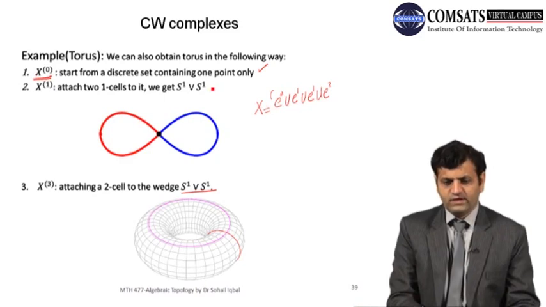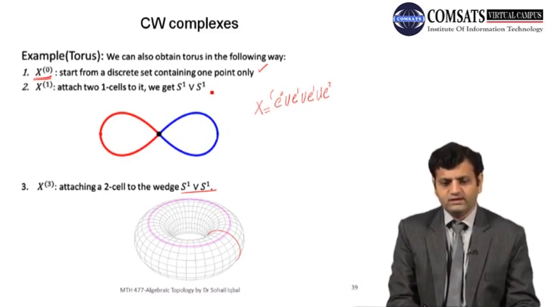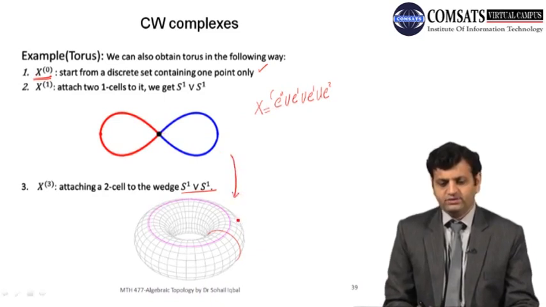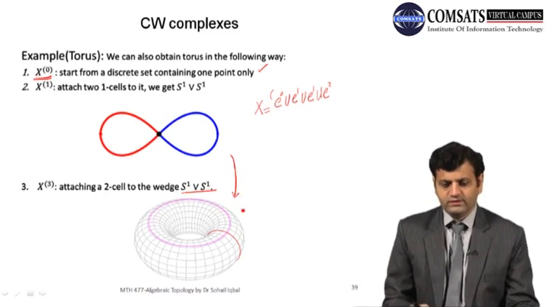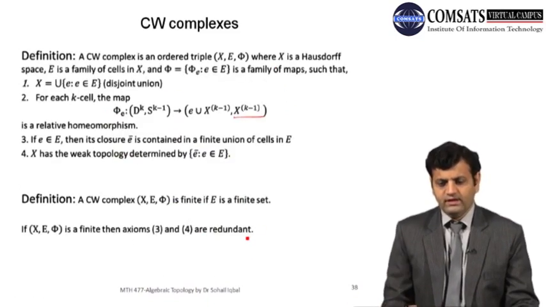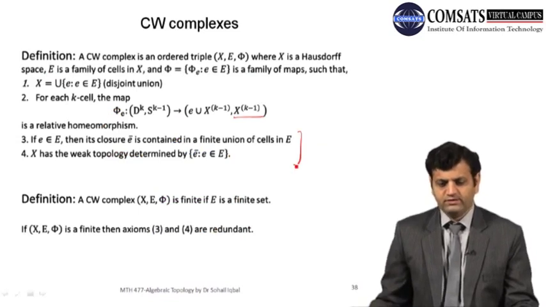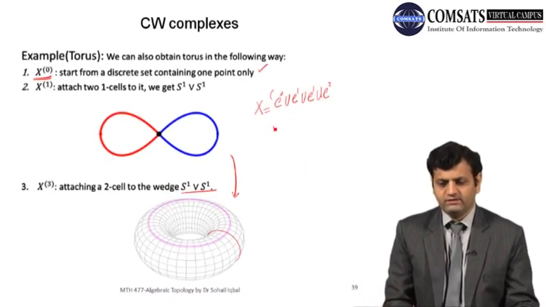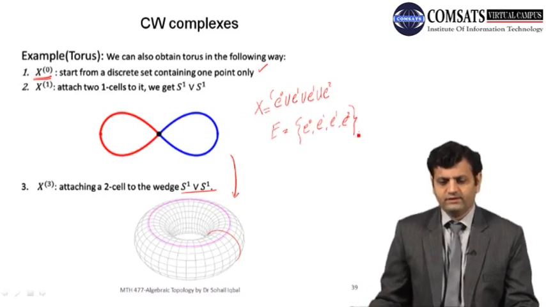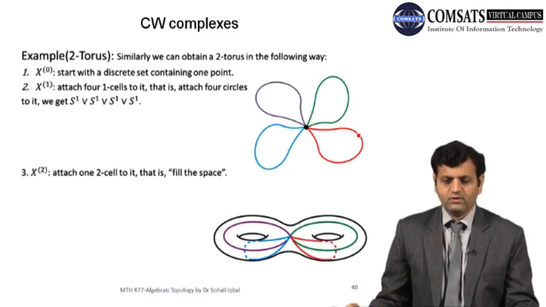In the second step we attached two 1-cells to this discrete set, and each is homeomorphic to a 1-cell. Similarly, we continued and attached a 2-cell with the wedge product of S1 and S1, so that's why the second condition is also satisfied. And once again, conditions 3 and 4 don't matter because our E is finite. So in this case this E is basically this collection of cells, and the union of these is X, and that's how we obtain a torus as a CW complex.